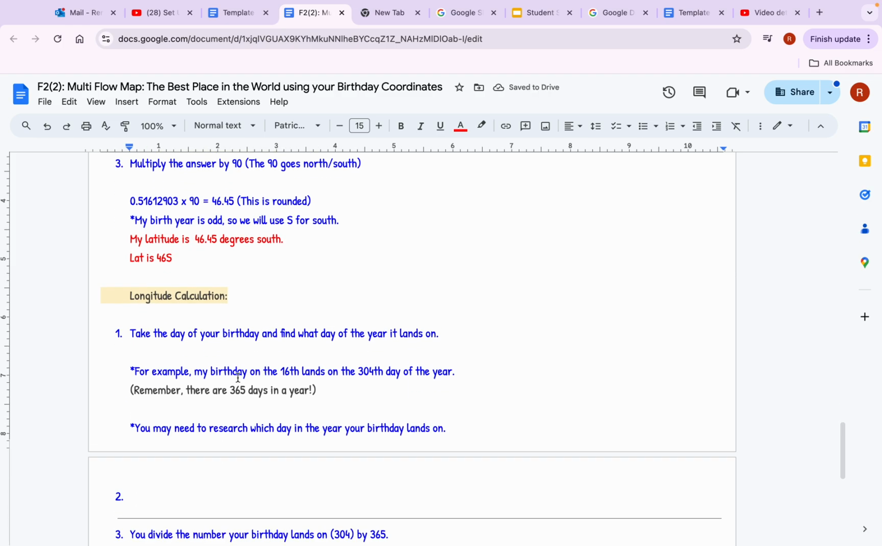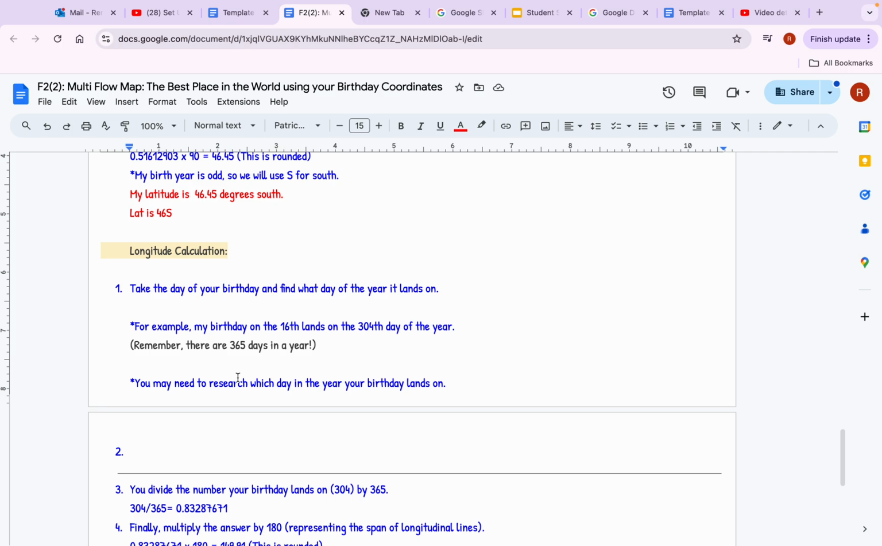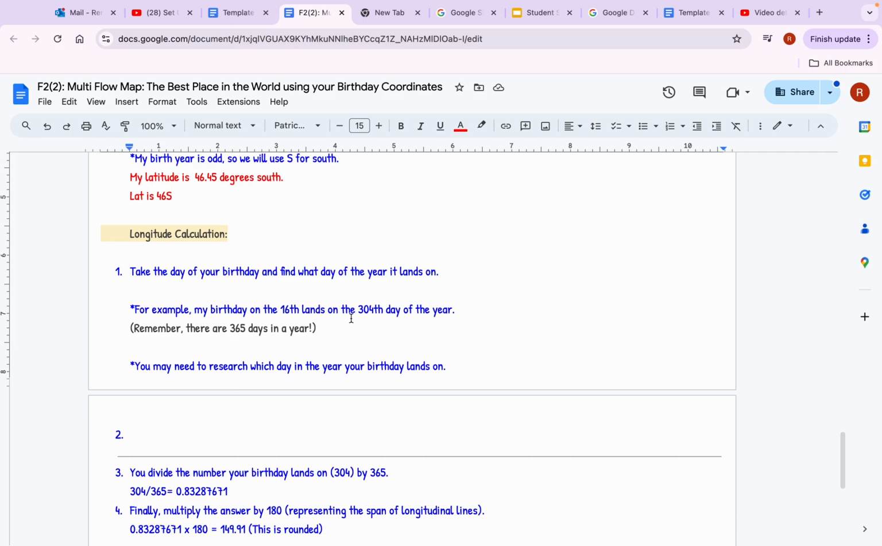All right, longitude is very similar. The only thing that's different is we're going to find out what day of the year you were born. If there are 365 days in a year, you were born on one of them, okay? So I was born in December at the very, very end of the year. So that's why I was born on the 304th day.